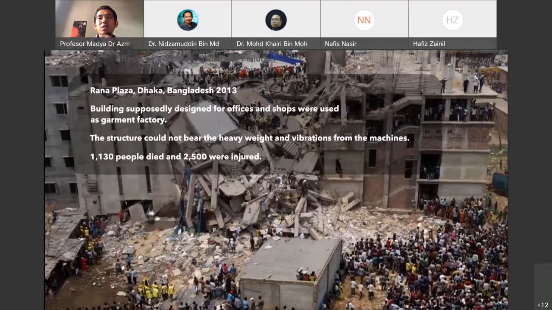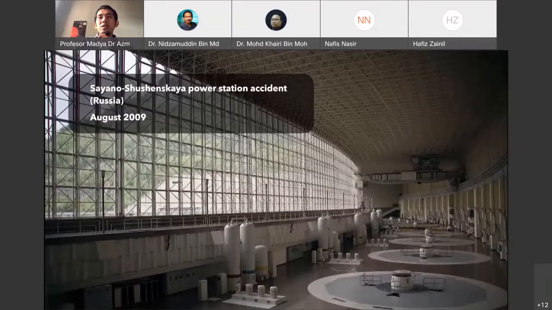They converted the building, which was supposed to be an office, added floors, and put in the machines for garment production, generators and everything. When they turned on the generators, they didn't realize that this type of building will not support vibration input. The building collapsed and more than 1,000 people died. It's a very sad incident.